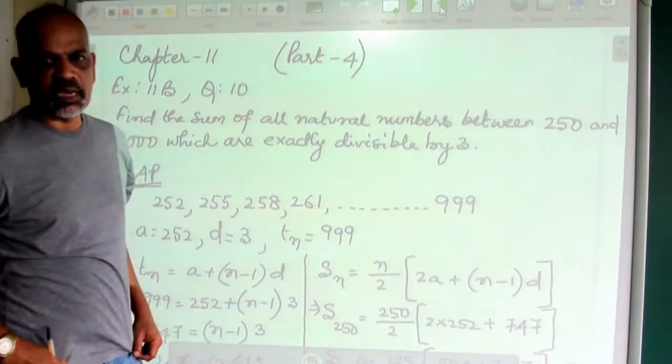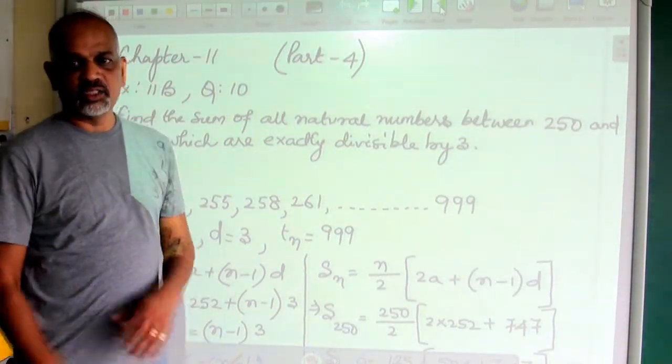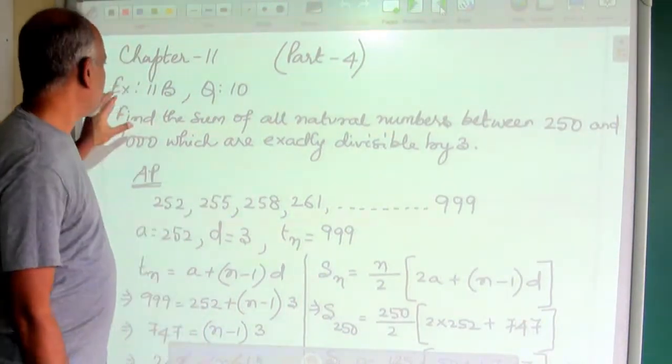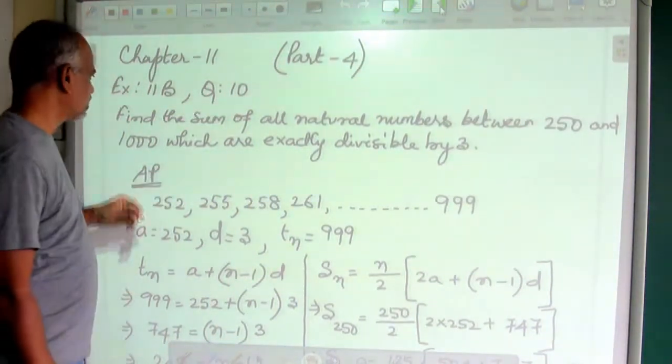This is from chapter 11, on arithmetic and geometric progression. The fourth part, the last part. From exercise 11b, question number 10.